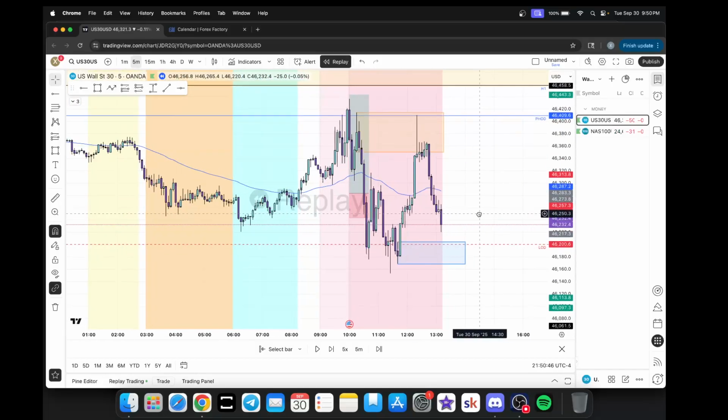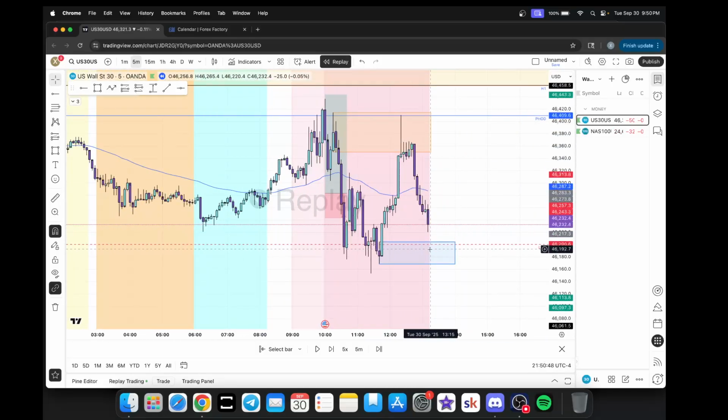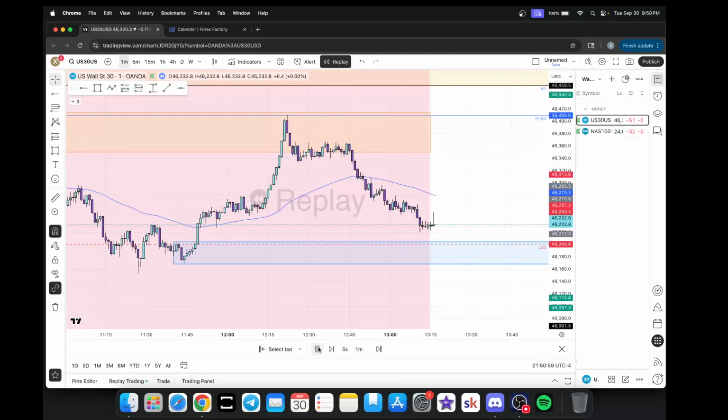Then you see price does indeed come back to this area of demand, right? Higher time frames are still telling us to buy, so our analysis is still correct in that sense. Price ends up coming down to this M5, and let me show you here. There was an M1 confirmation.